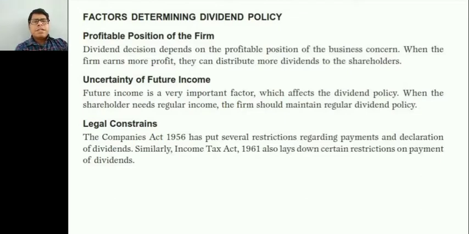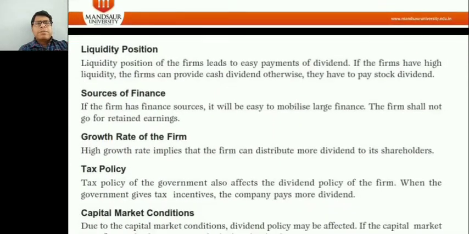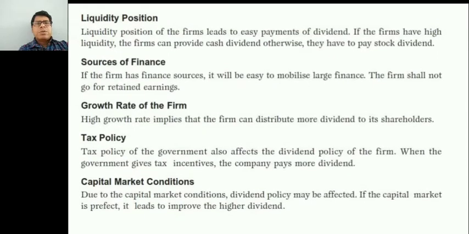Another important thing is legal constraints. We have to follow the Companies Act rules and procedures, their restrictions, and the Income Tax Act provisions, so we need to comply with these legal constraints also. Apart from that, we need to understand the liquidity position, because liquidity is the most important thing for running any company. If we are going to pay the dividend, the liquidity of the firm should be proper so that we can pay cash dividend. Otherwise, the company has to pay stock dividend or something else.